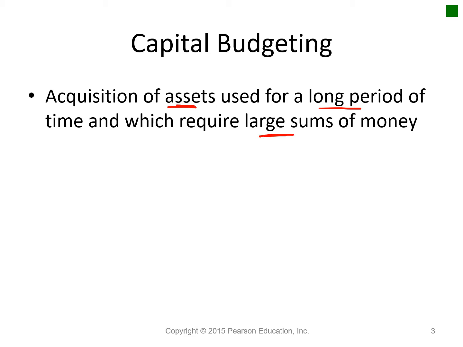So the things we're going to be looking at with capital budgeting are time and money, and particularly we're going to be looking at cash flows, cash coming in, cash coming out, and also, we'll get into this a little bit later, looking at time value of money and interest rates and how we can incorporate that into the capital budgeting process.